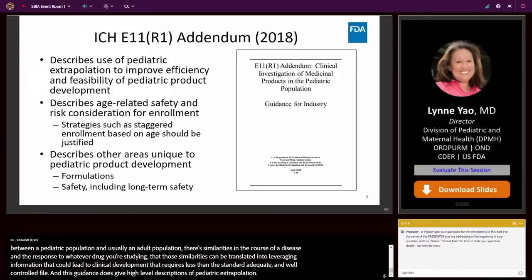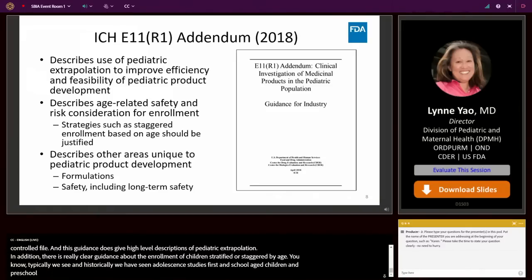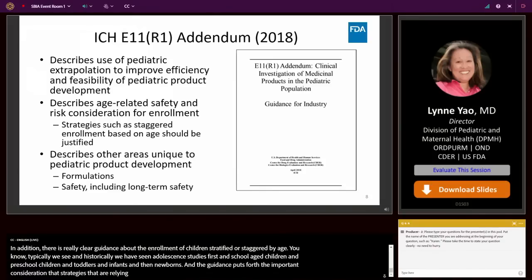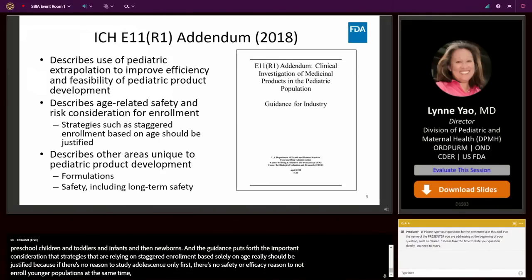In addition, there is really clear guidance about the enrollment of children stratified or staggered by age. Typically we see, and historically we've seen, adolescents studied first, then school-age children, then preschool children, then toddlers, then infants, and then newborns. And the guidance puts forth the important consideration that strategies relying on staggered enrollment based solely on age really should be justified, because if there's no safety or efficacy reason to not enroll younger populations at the same time, one should consider that, because it decreases the time it takes to have the drug studied and therefore potentially available for children to use.